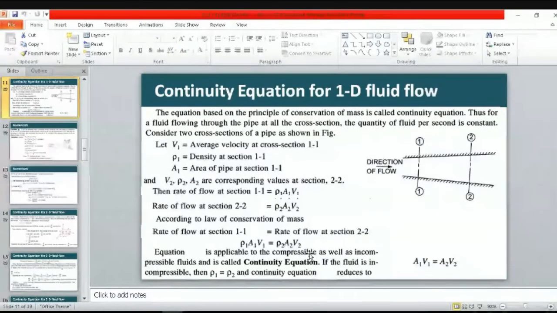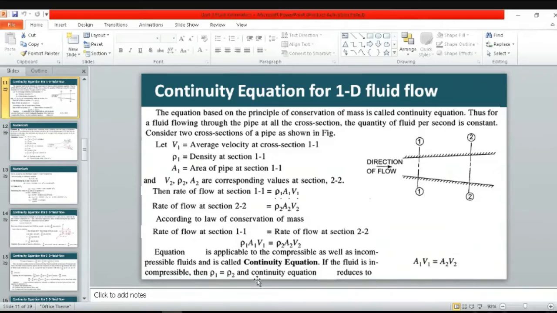Okay, so the continuity equation for one-dimensional fluid flow. This continuity equation is dependent on the law of conservation of mass, which states that mass flow rate into the system equals mass flow rate out of the system. Therefore, the rate of flow at section 1 should be equal to the rate of flow at section 2. Therefore, rho 1 A1 V1 equals rho 2 A2 V2. So this is nothing but the continuity equation. Now it is applicable for compressible as well as incompressible fluid flow. But for incompressible fluid flow, this density is always constant.